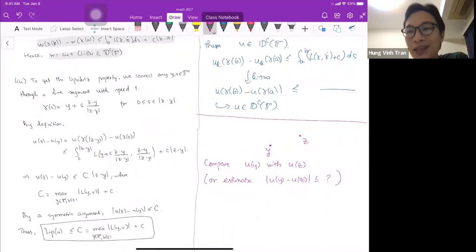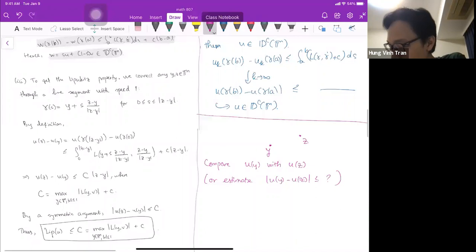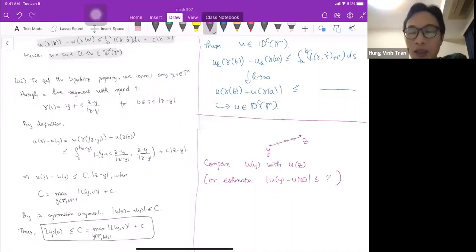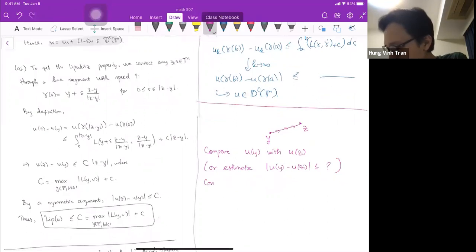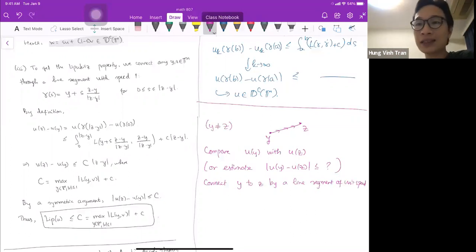And in particular, a natural way to connect two points is just to use line segments, right, of any fixed speed that you can think of. I'm here choosing constant speed, unit speed, just because it's the normal way that people would do. You don't have to fix it to be unit speed, but we just connect y to z by a line segment of unit speed, right? That's what we are doing. Of course, we can assume that y is not z here, otherwise there's nothing to worry about.